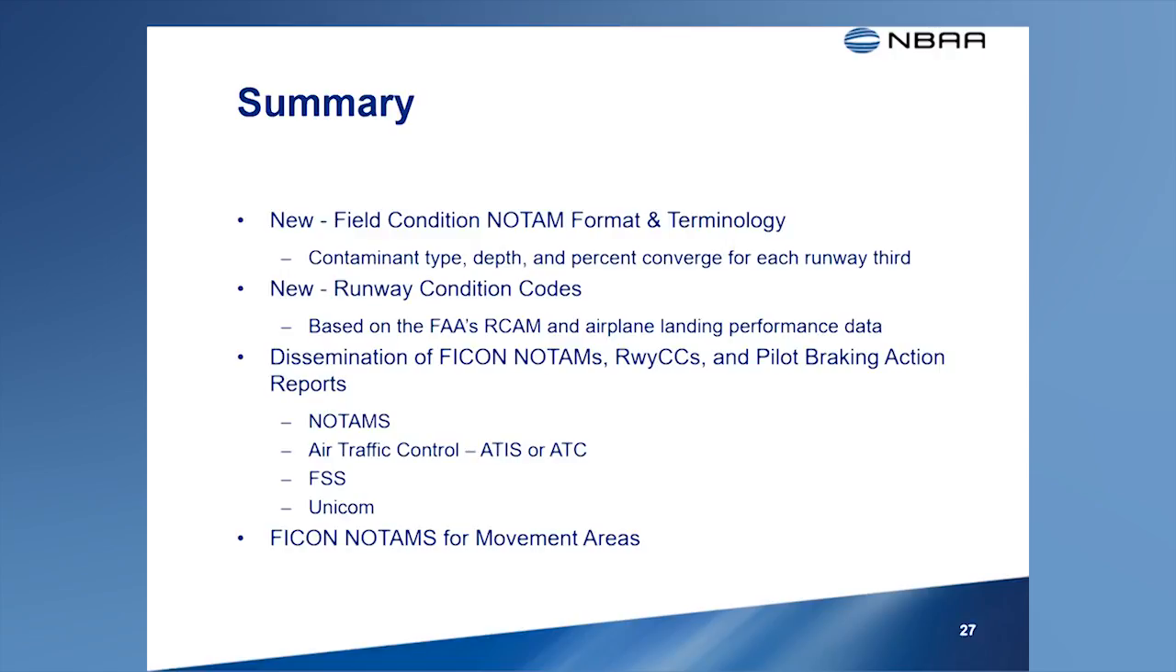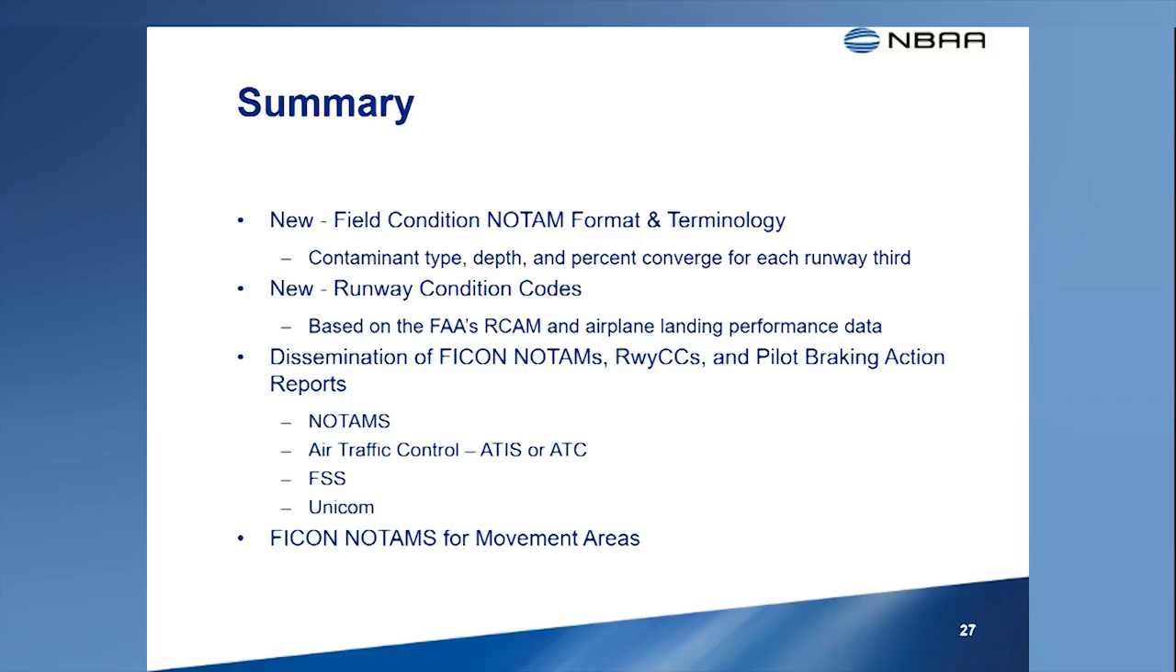Field condition NOTAMs and runway condition codes are furnished to pilots primarily through NOTAMs, which should be reviewed prior to flight. ATC can provide pilots with the latest field condition NOTAMs upon request. Because of their importance in landing performance assessment, runway condition codes are included in the ATIS broadcast and furnished by ATC prior to the top of descent and with the approach clearance. Pilots can request field condition NOTAMs and runway condition codes from flight service.